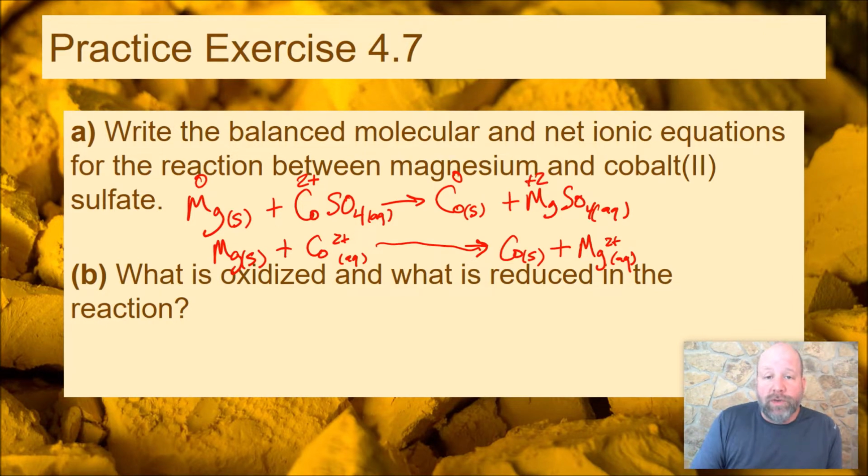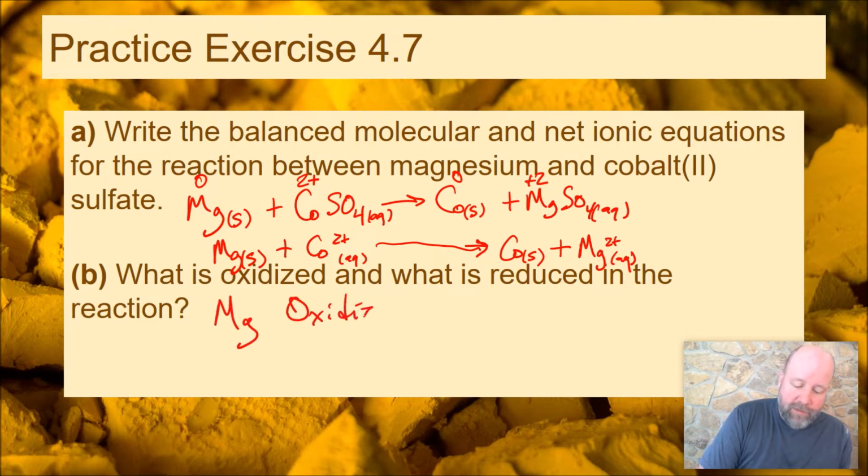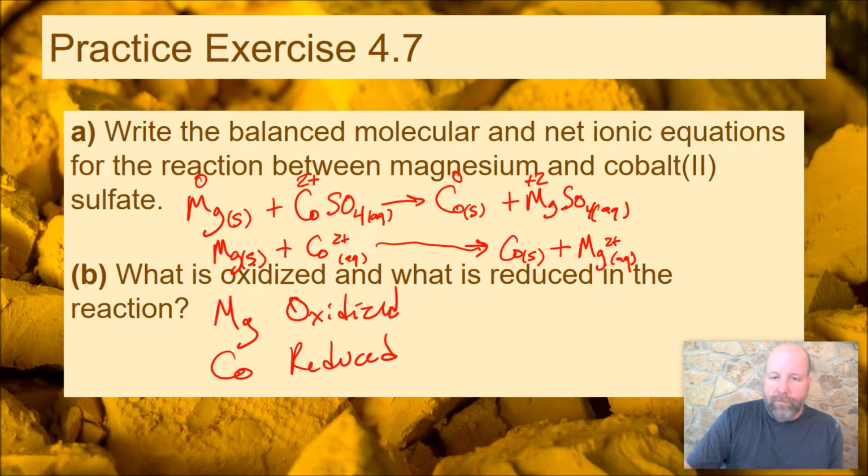And so which one goes down? The one that went down is the cobalt. Cobalt went from 2 plus to 0. That's being reduced. And so magnesium was oxidized. So magnesium oxidized and cobalt was reduced. That's all there is to that. So I just wanted to review net ionic equations and assigning oxidation numbers. So no big deal there.